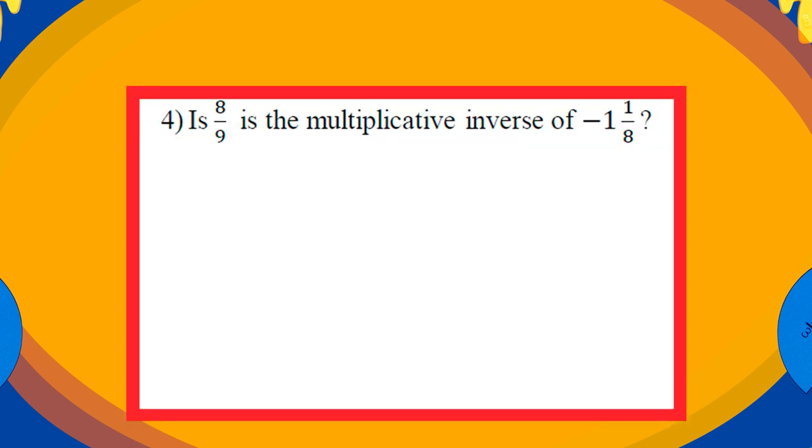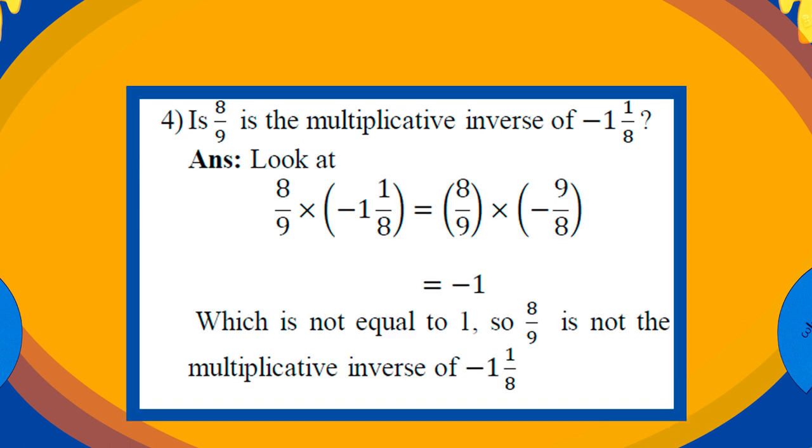Question number 4, is 8 by 9 the multiplicative inverse of minus 1 1 by 8? Very interesting. Look at the answer. Look at 8 by 9 into minus 1 1 by 8, which is equal to 8 by 9 into minus 9 by 8, that gives minus 1, which is not equal to 1. Therefore, 8 by 9 cannot be the multiplicative inverse of minus 1 1 by 8.